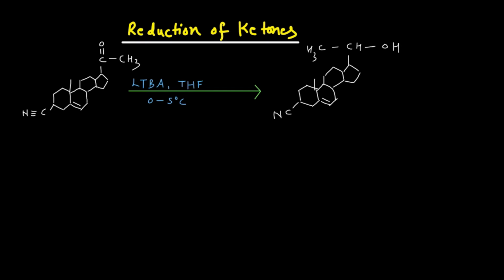Of course, you need the protic workup. Why protic workup? Because this LTBA will only provide this particular hydrogen. So please remember this particular point. This hydrogen is coming from the reagent, right, that means LTBA. This hydrogen is coming from LTBA, and this hydrogen is coming from the protic workup. So instead of writing the solvent, I can write the protic workup. If you want, then you can write here H positive.